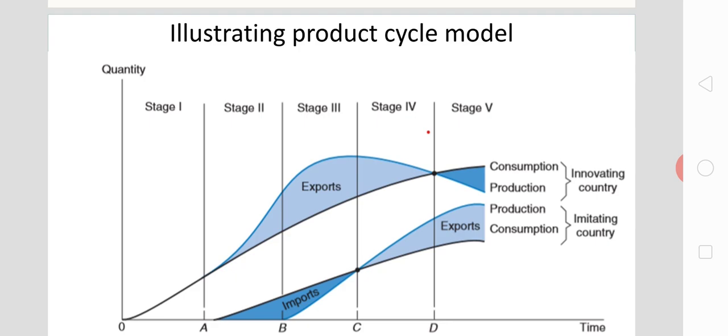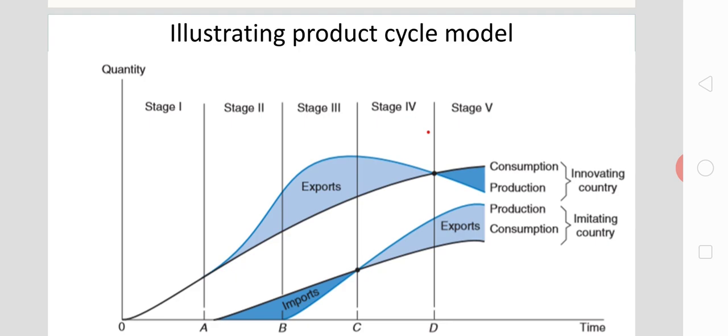So in the last stage, stage 5, what is happening is that the consumption level of the United States is higher than their production level. That means the imitating country has increased their export to the innovating country. That means Japan increased their export to the innovating country, United States. So this is the shift in comparative advantage from the innovating country to the imitating country as time passes, as the different stages go through.